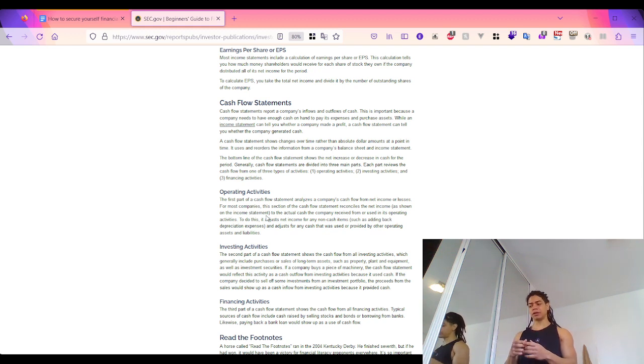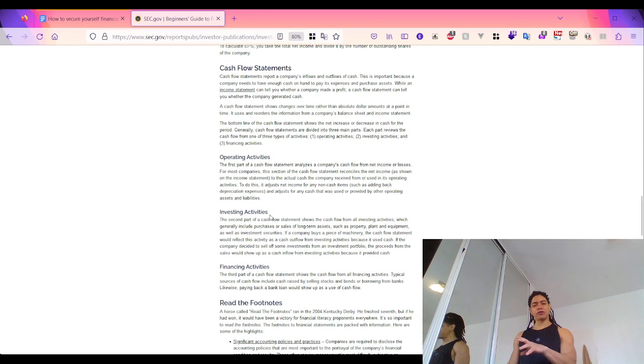So great, because with that, after I looked at the cash flow statement, just to make a quick recap, it shows the net increase or decrease in cash. It reviews information from the balance sheet and the income statement, and this cash flow statement reviews the cash flow from one of these activities: operating activities, investing activities, and financing activities.